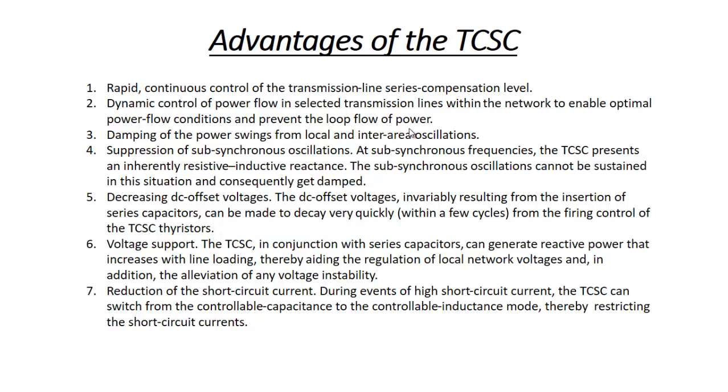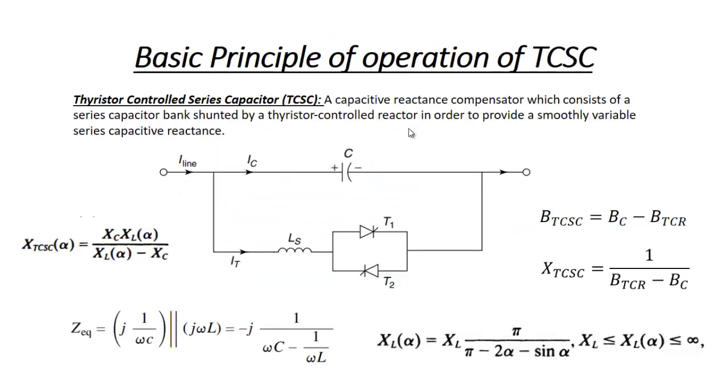Definitely the power transfer during this period of the fault will be zero. The only concern in this case is the fault current, since it will act as an inductance. So the inherent inductance of the transmission line plus this inductance will result in a decrease in the overall fault current. So it will restrict the short circuit currents in that way by changing from capacitive mode to the controllable inductive mode. Now let us come to the basic principle of operation of TCSC.